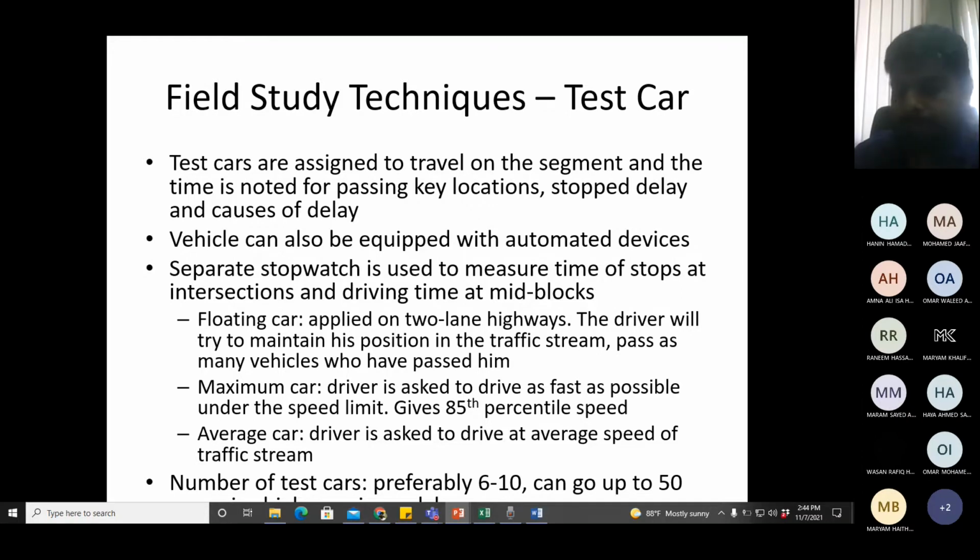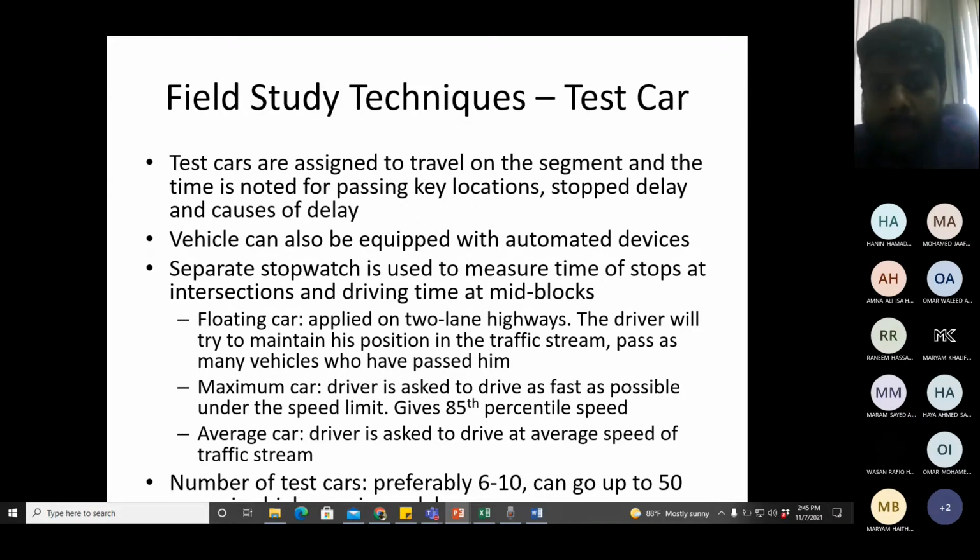Why? The reason is, you have only one lane, right? On 2-lane highways, one lane for one direction. If you want to know the travel time for that lane, and the number of cars in front of you keeps on increasing, obviously your travel time will also keep on increasing. You will keep on getting slower and slower. So in order to get the travel time which you can maintain in that direction, you must maintain your position in the traffic stream. So we want to keep the number of cars in front of us the same from start to end. Okay, so these are the 3 methods of performing the test car technique.